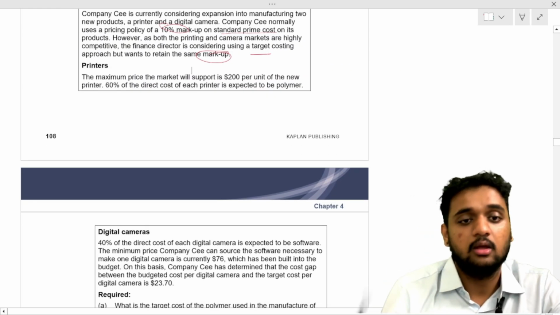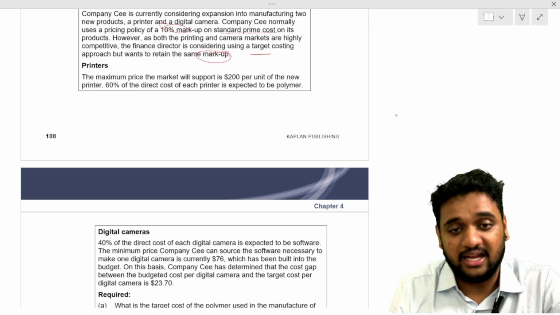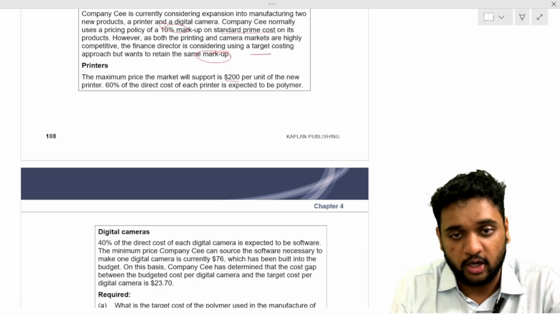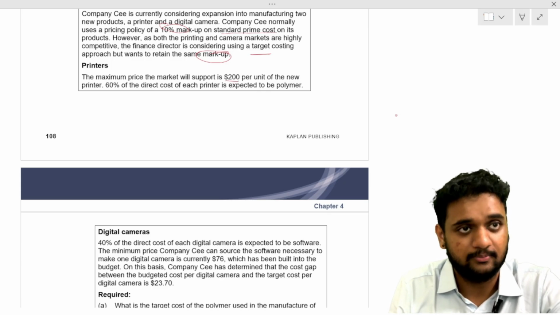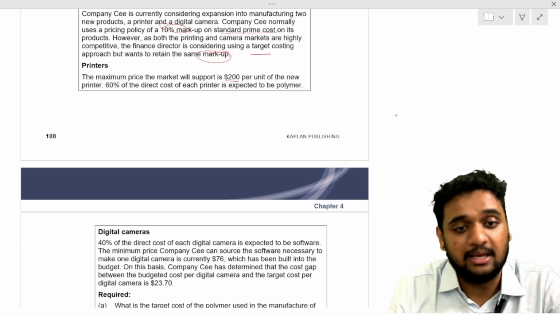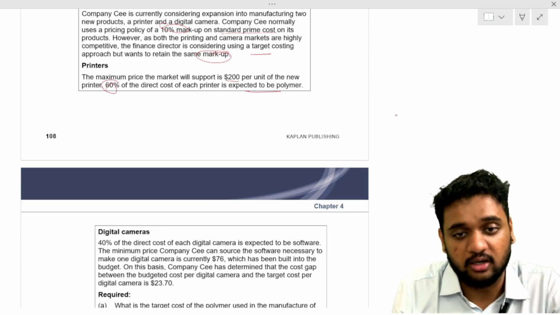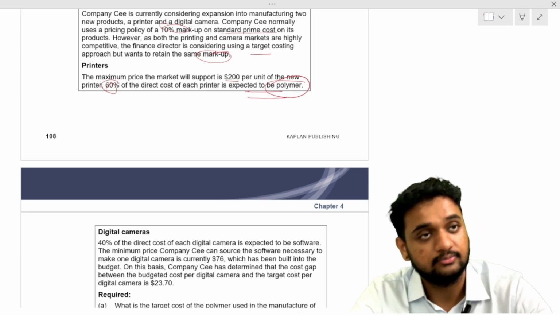Printer, what have they given? The maximum price that the market will support for the printer is 200 units. So 200 rupees per printer. 60% of the direct cost of each printer is expected to be polymer.